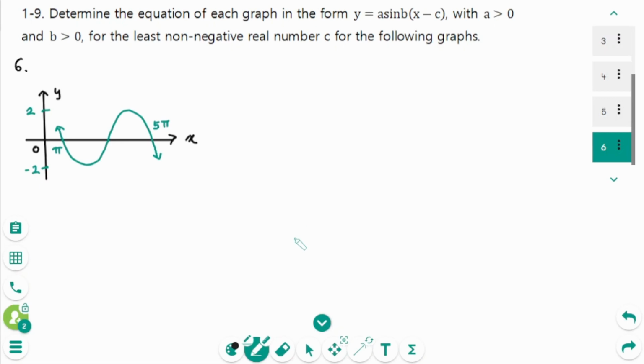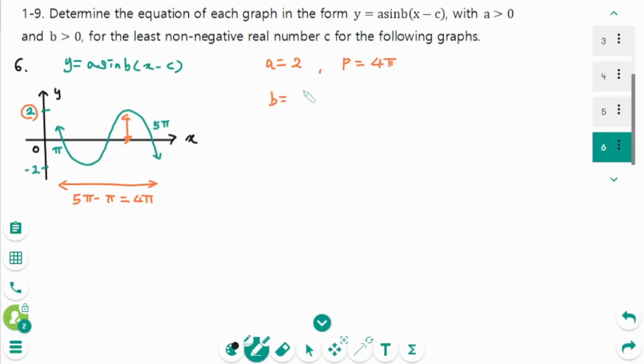Now let's change the shape of the graph to be a little more difficult. This one is y equals a sine b x minus c form. The amplitude is 2, so a equals 2. Then the period is 5 pi minus pi equals 4 pi. Then p equals 4 pi. The formula b equals 2 pi over p. Then 2 pi over p is 4 pi.